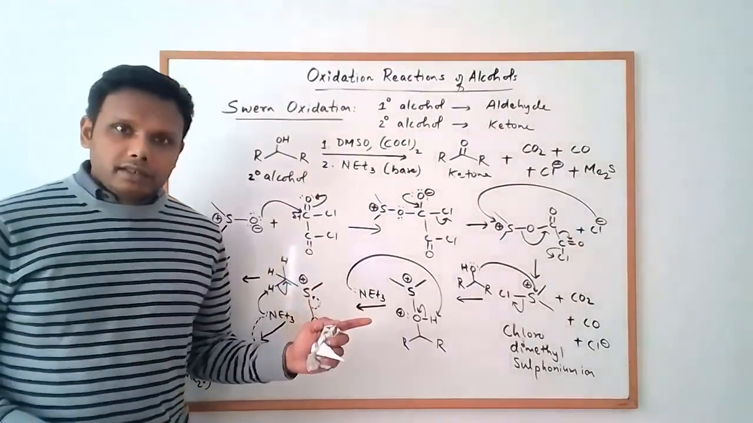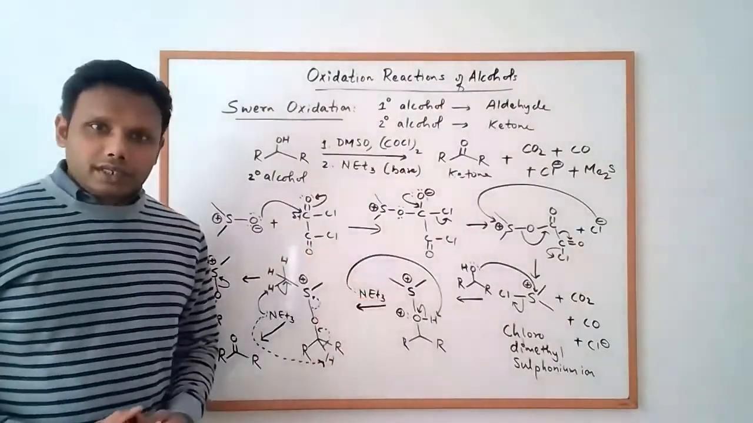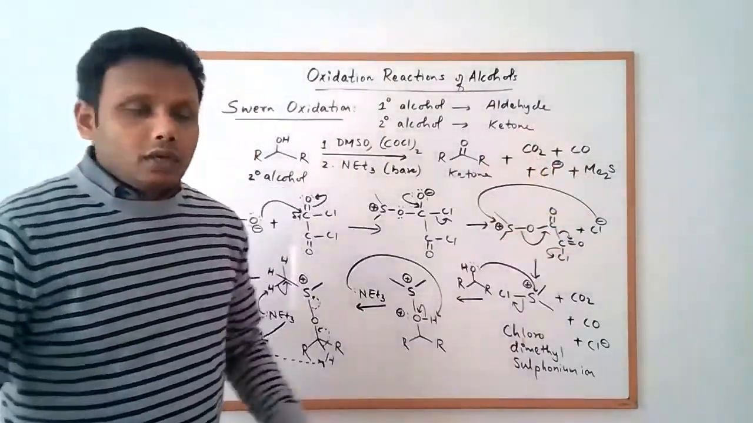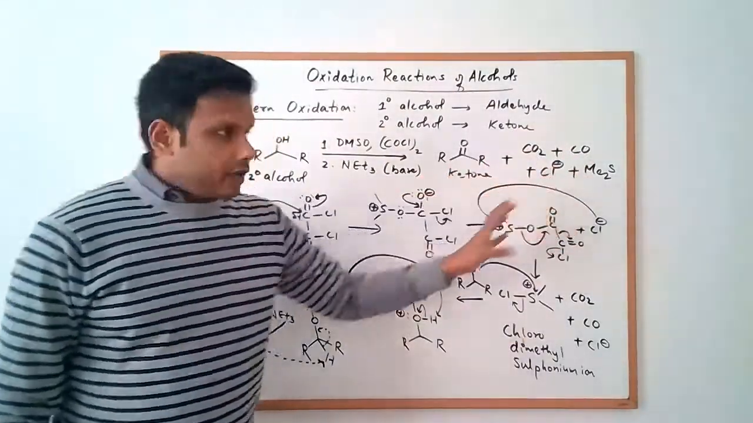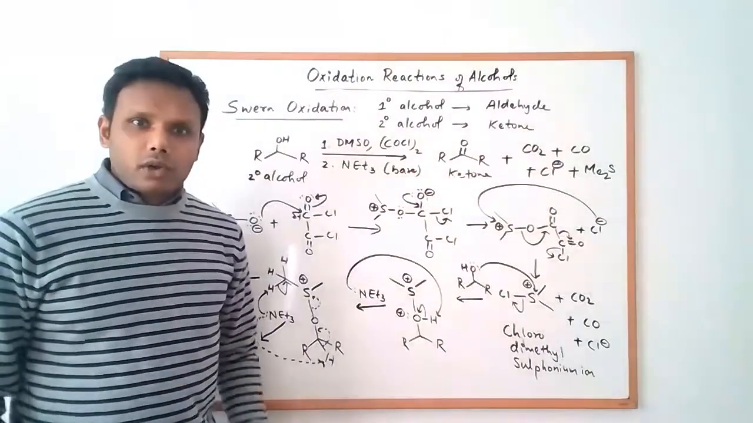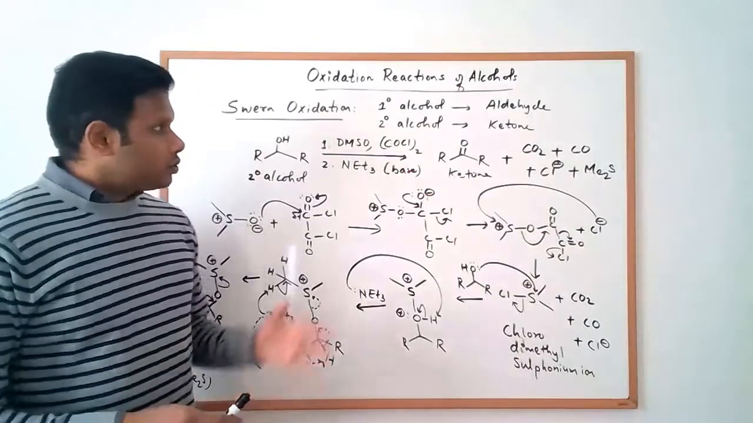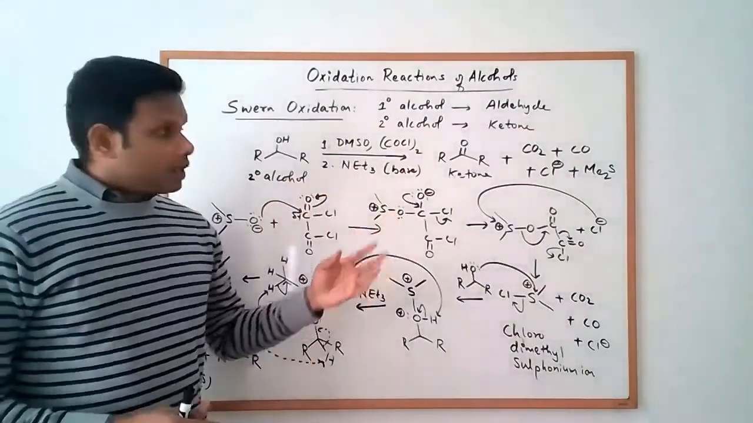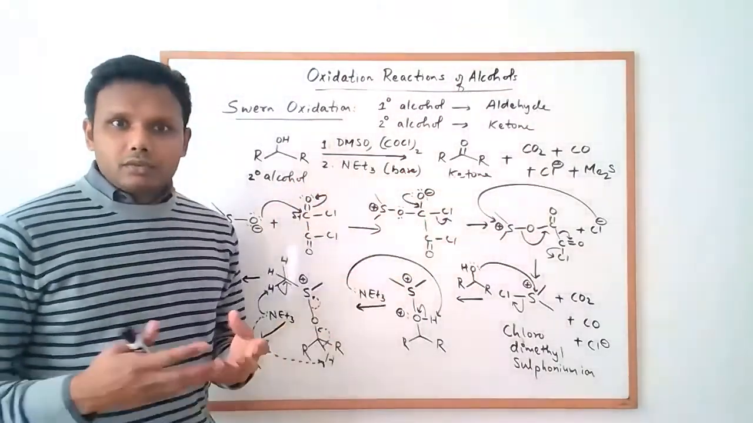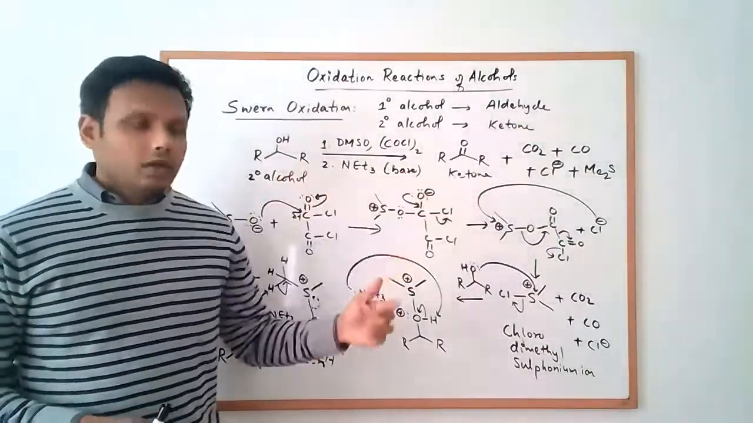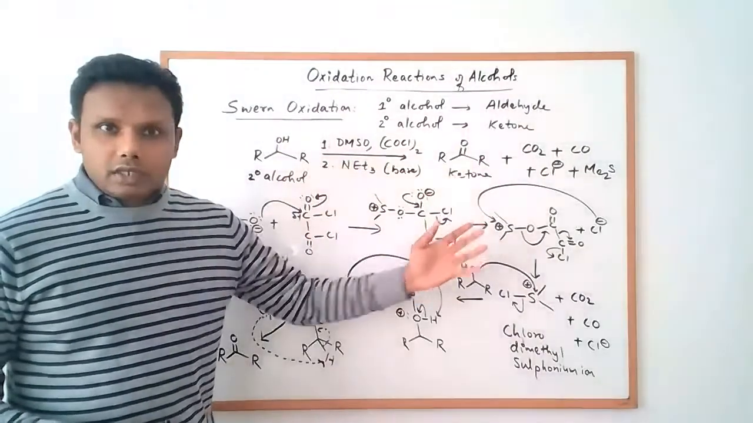So one of the advantages of the Swern oxidation reaction is that all of these side products, except for the chloride, are volatile compounds. That means they are gases. So when you do this reaction, if your reaction goes completely, you can cleanly convert your secondary alcohol, or your alcohol, into the ketone product.